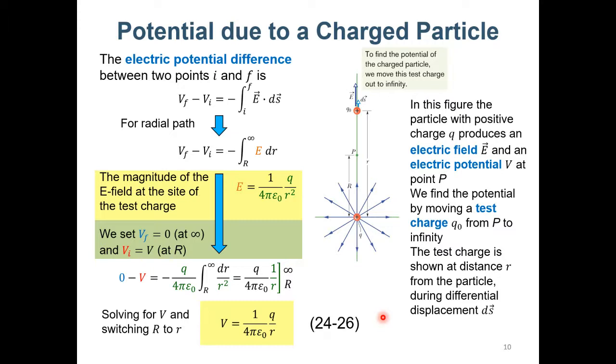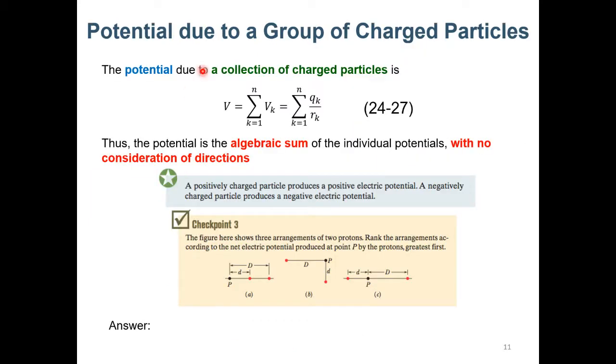Okay, so one point to mention is that potential is a scalar. The force, the electrostatic force, and the electric field are vectors. This is scalar, and so is the potential energy, the U. So when you try to calculate the potential due to a group of charged particles, which means you have more than one charged particle, the potential is the summation of all of them.